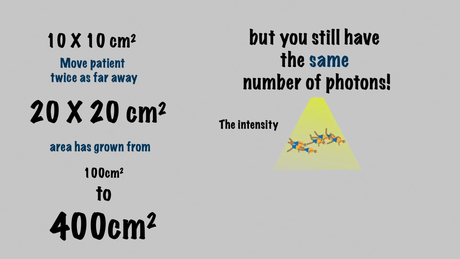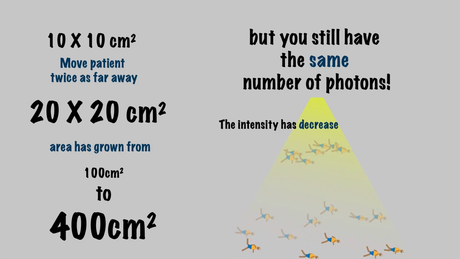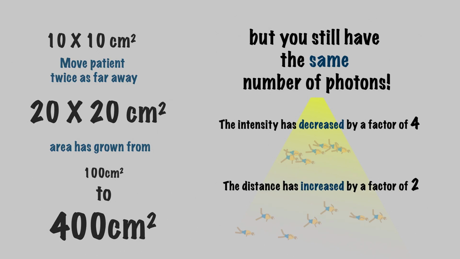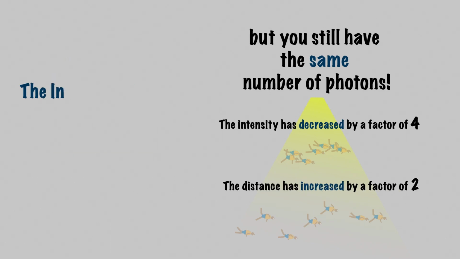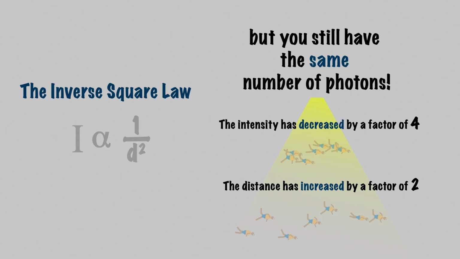Therefore, the intensity, or the number of photons per unit area, has decreased by a factor of 4, while the distance increased by a factor of 2. This is known as the inverse square law. The intensity is inversely related to the square of the change in distance. So as SSD increases, the number of MUs needed will also increase in order to make sure more of your downstream runner photons are available to interact with your target.